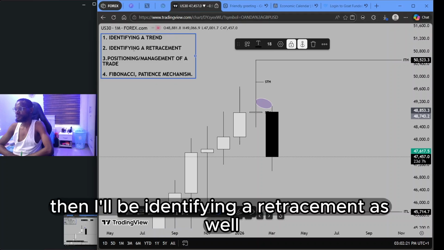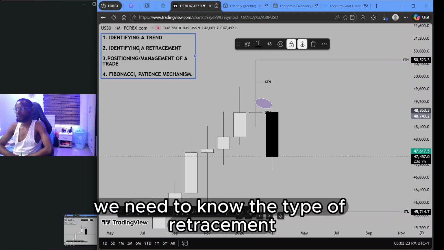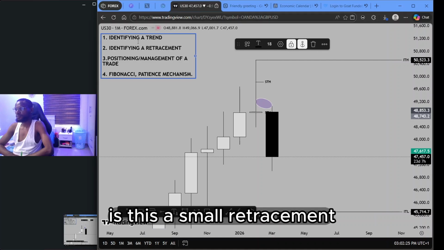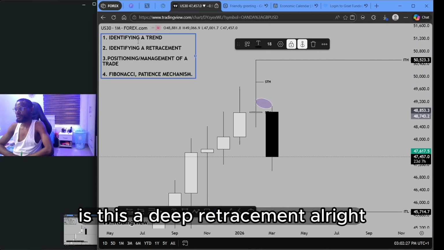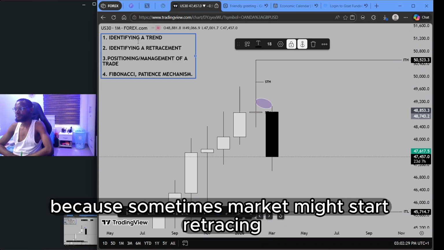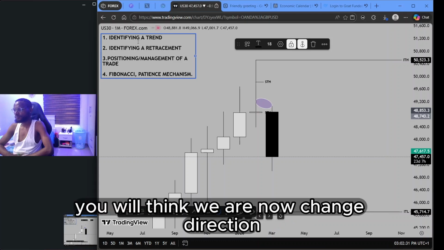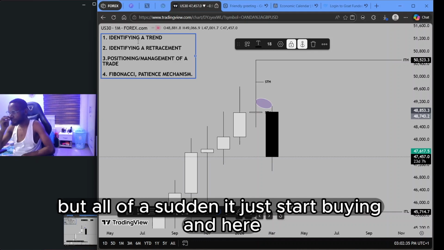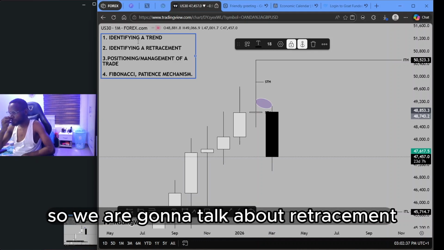Then I'll be identifying a retracement as well. When to know the type of retracement. Is this a small retracement? Is this a deep retracement? All right. Because sometimes the market might start retracing for a long time. You will think we have now changed direction, but all of a sudden it will start buying ahead. So we are going to talk about retracement.